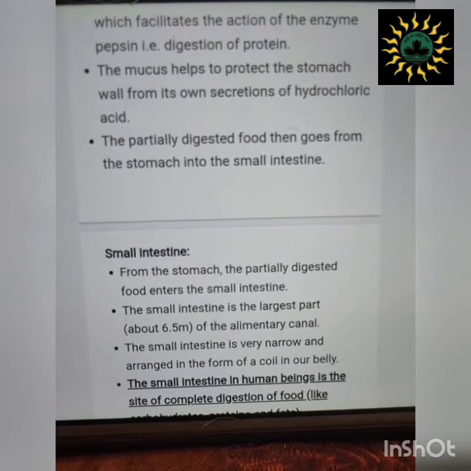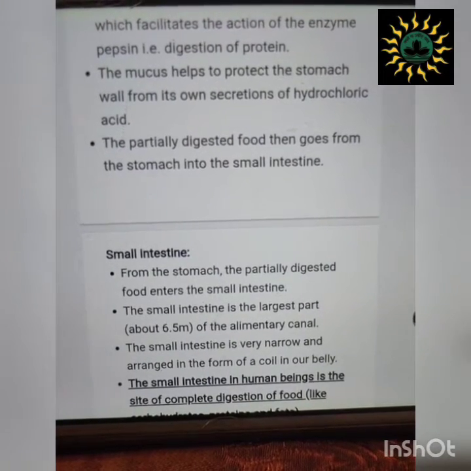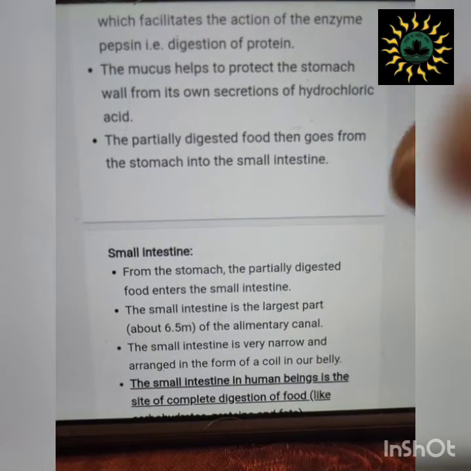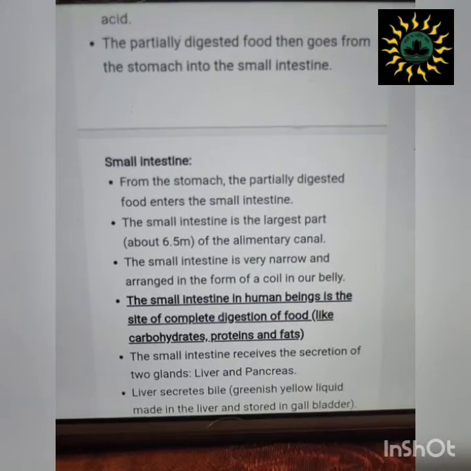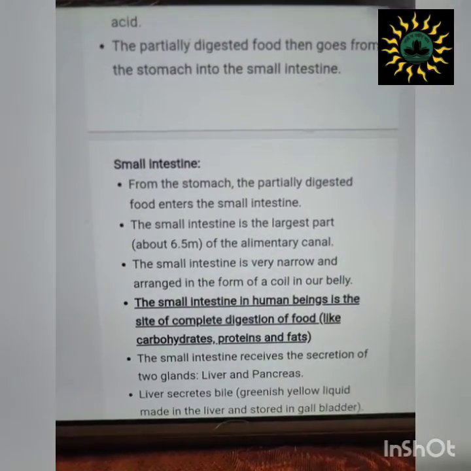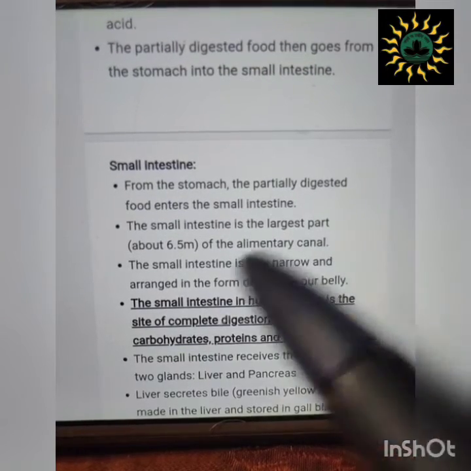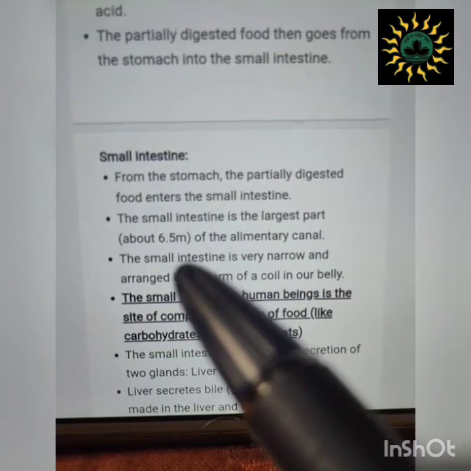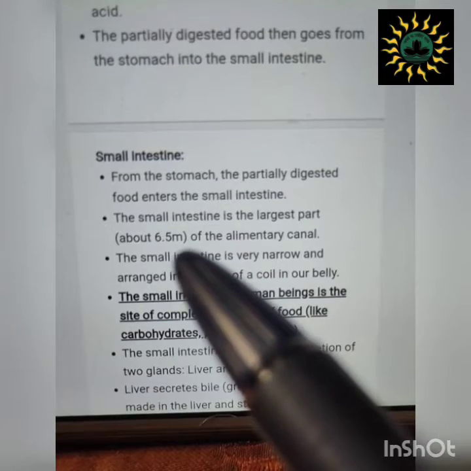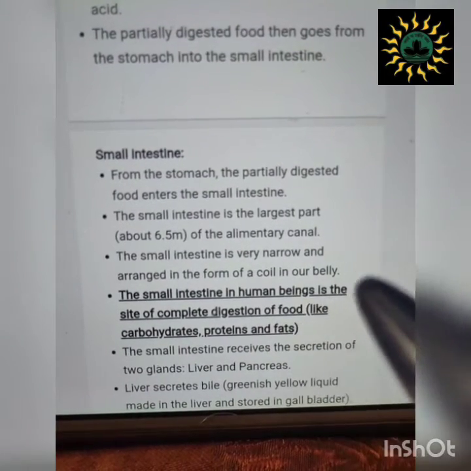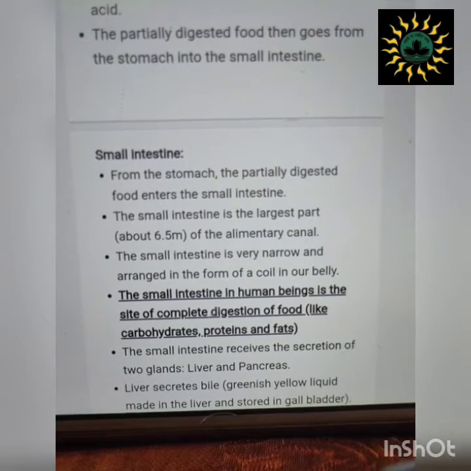Now you understand, now that the food has been subjected to hydrochloric acid, the food has become acidic in nature. So from the stomach it moves to the small intestine. This food is known as the chyme, acidic chyme. Okay, so the small intestine is about 6.5 meters and it is the largest part of the alimentary canal. The small intestine is very narrow and it is present as coils.